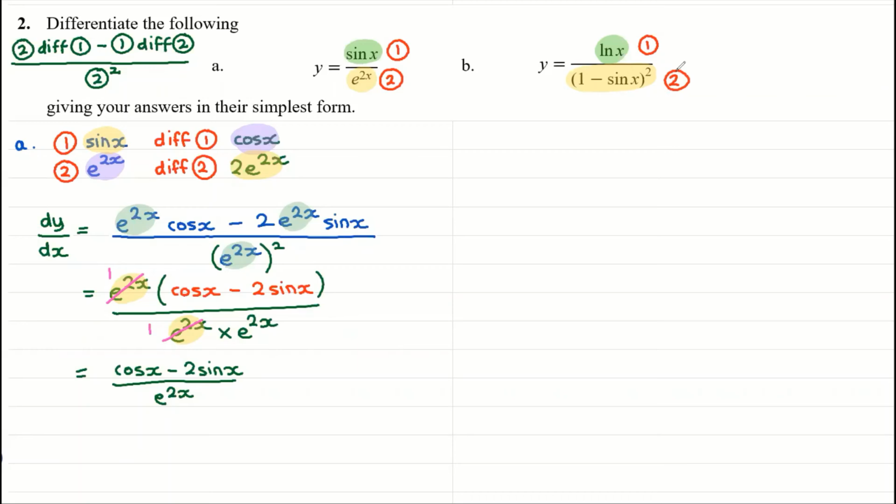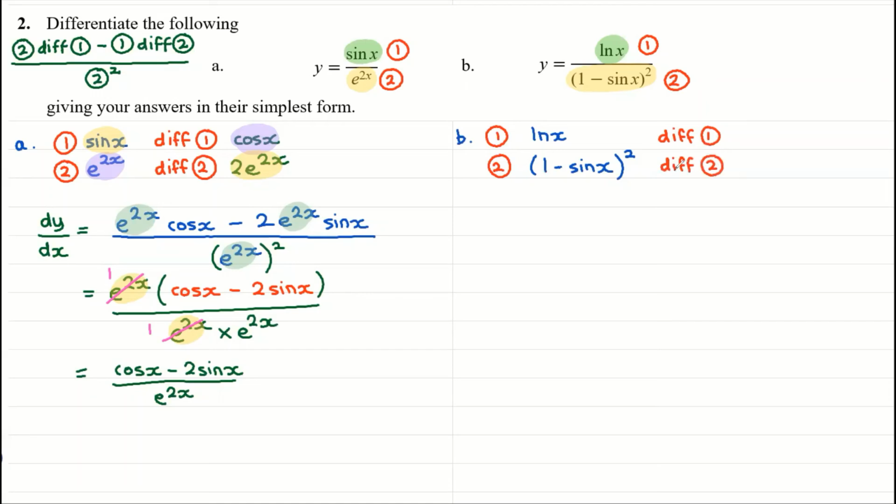So we're going to have to follow the rule really carefully and write down our function 1 and function 2. So that's why I like to write them down separately and work on them separately before we put it all together. Okay, so function 1 is, of course, the natural log of x, which has a standard result, which we'll get onto in a second. And function 2 is 1 subtract sine x all squared. Okay, and our job, first of all, is to differentiate function 1 and differentiate function 2.